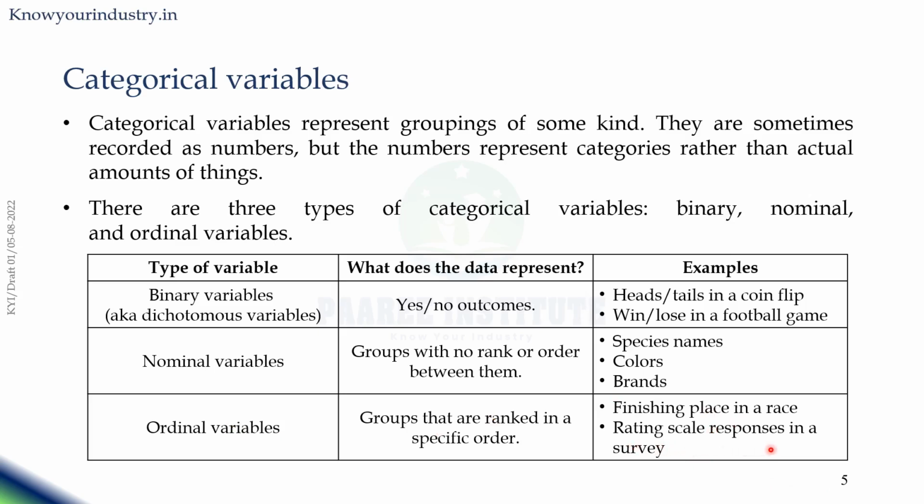Another example is rating scale responses in a survey. When you do a survey, you will be giving a rating, and the rating will be different for different responses. So that is called an ordinal variable. It is ranked in a specific order.